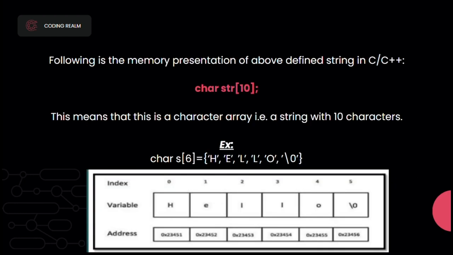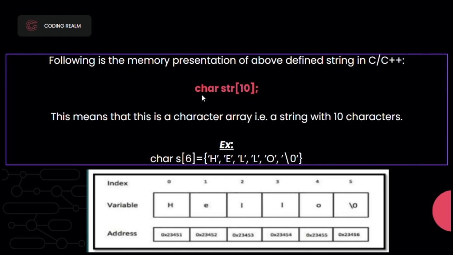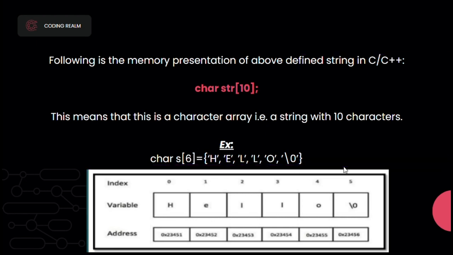Following the memory presentation of the above defined string in C and C++: char str[10]. This means char is the data type, the character. str is the name of the string, and 10 is the size of the string. This means that this is a character array, a string using 10 characters. For example, char s6 equals hello.